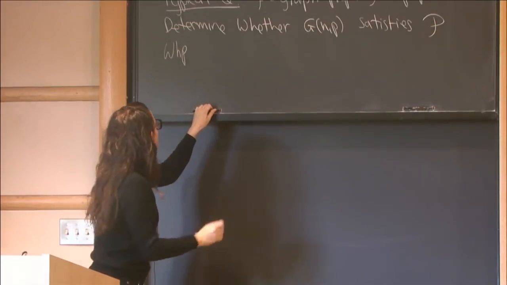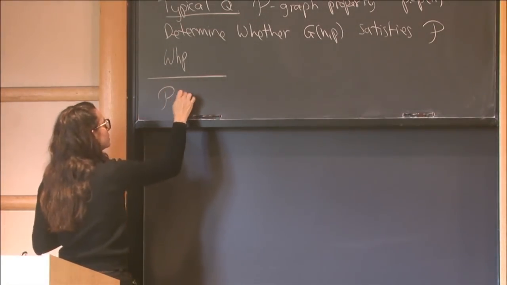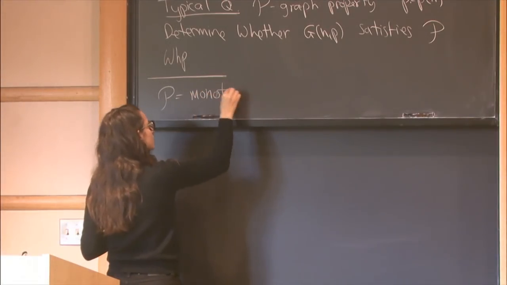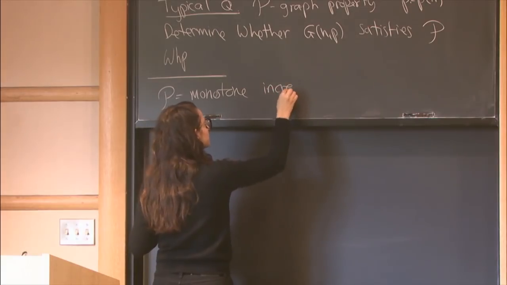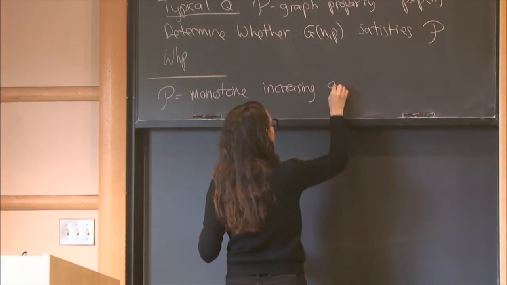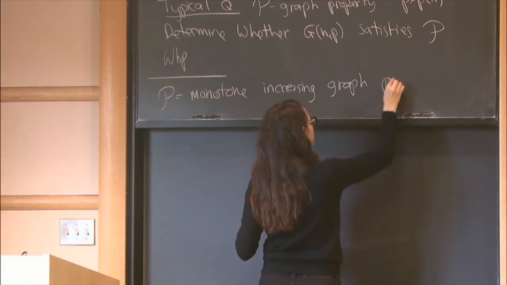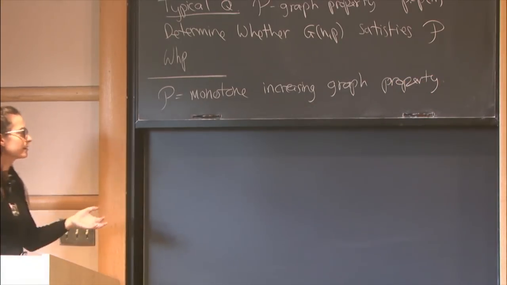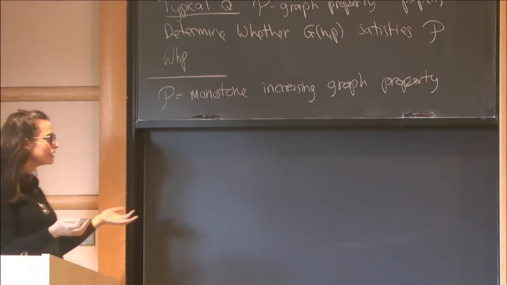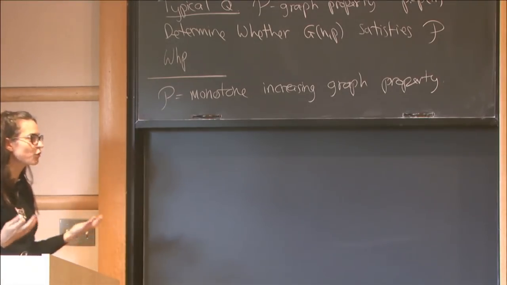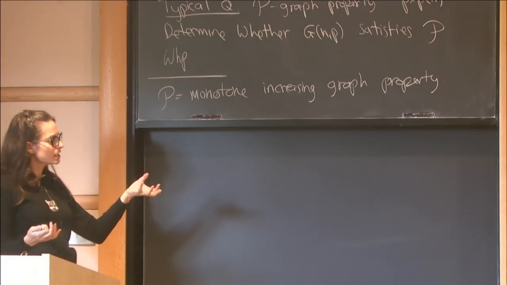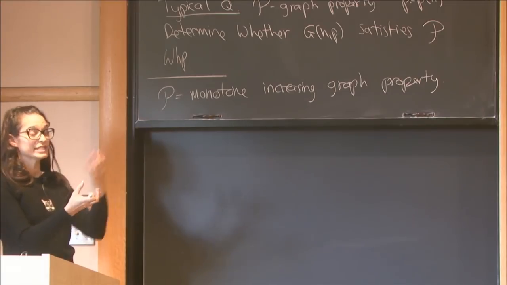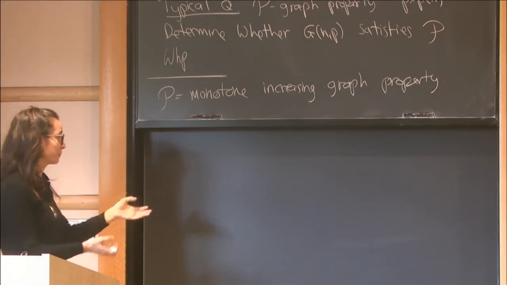Usually we consider P to be a monotone increasing graph property. And by monotone increasing, I mean that if we have a graph that satisfies P, then adding more edges cannot destroy this property. So if G is a graph that satisfies P, then every other graph that contains G will also satisfy P.